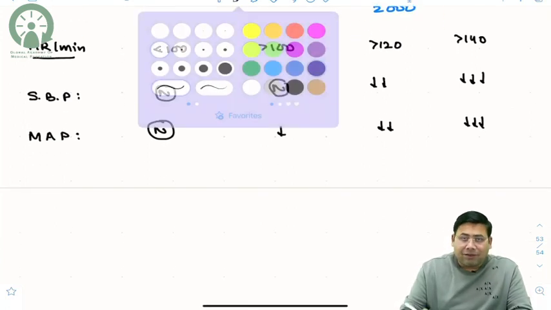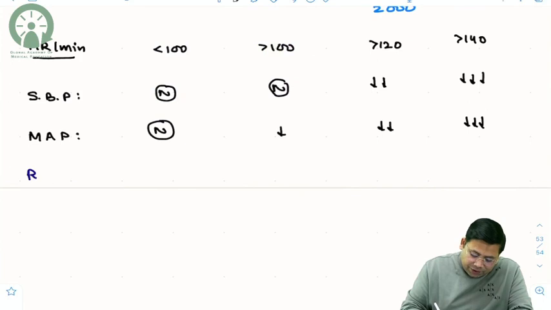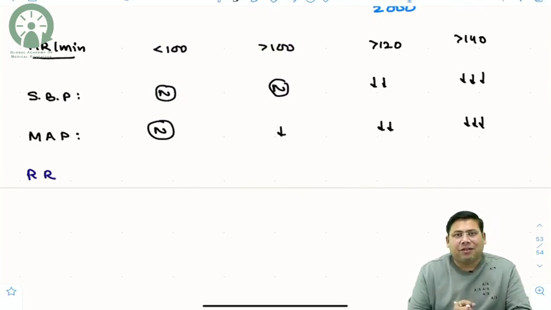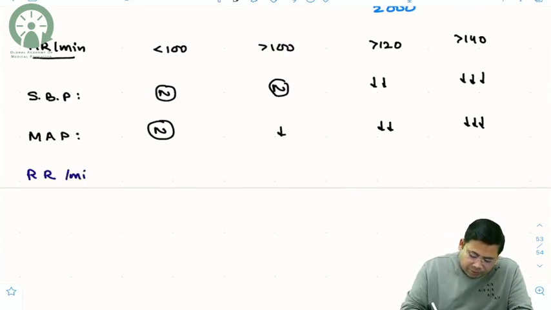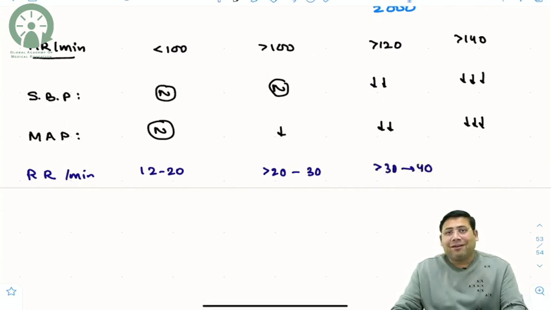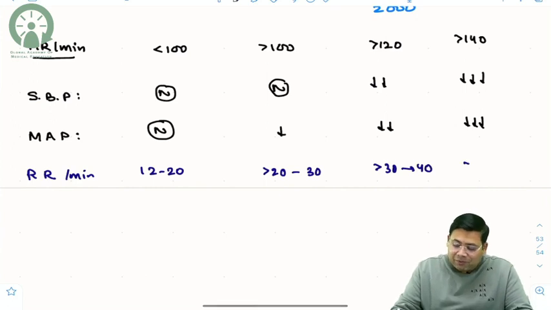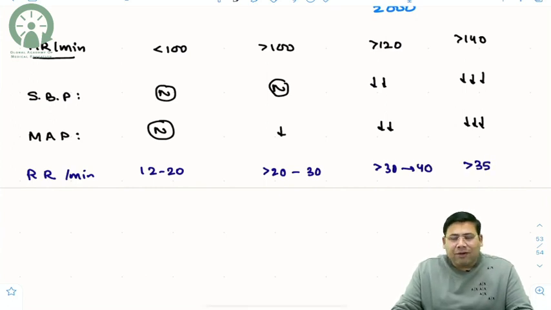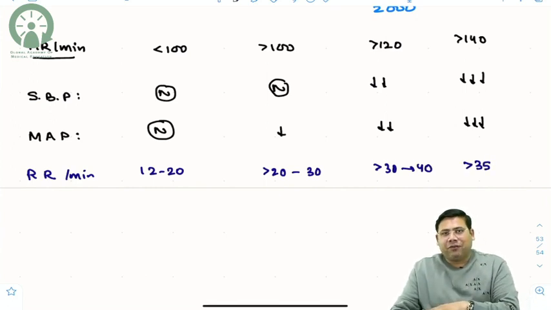After that, what are the other factors that you see? You see respiratory rate. When you talk about respiratory rate, students, this is per minute. So 12 to 20 is grade 1, more than 20 up to 30, more than 30 up to 40. Now the students who are thinking that grade 4 should be more than 40, let me tell you, a persistently elevated respiratory rate beyond 35 is taken as grade 3 or grade 4.